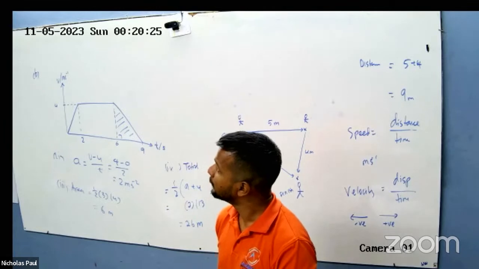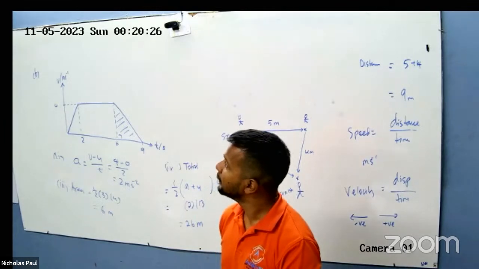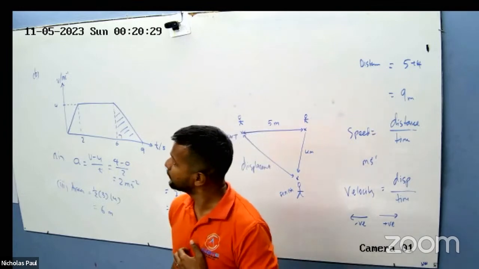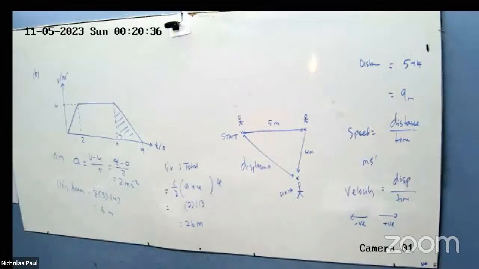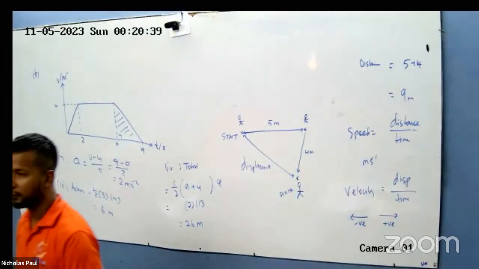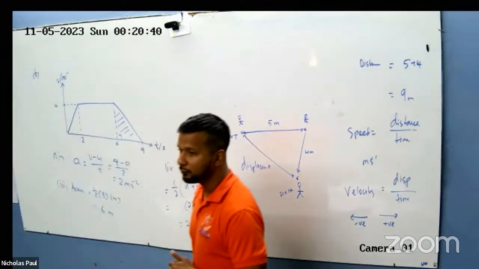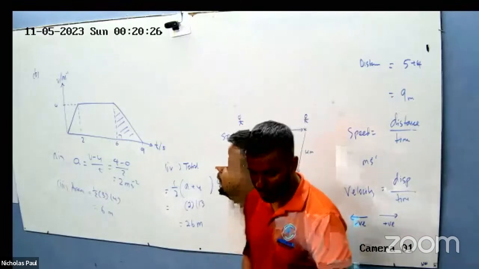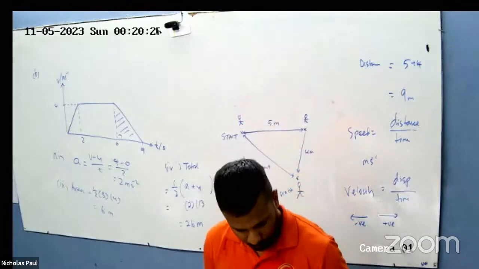Aristotle, Galileo. Did you buy a lab? Buy a lab? All right, nice. All right, good time. Let's stop here.